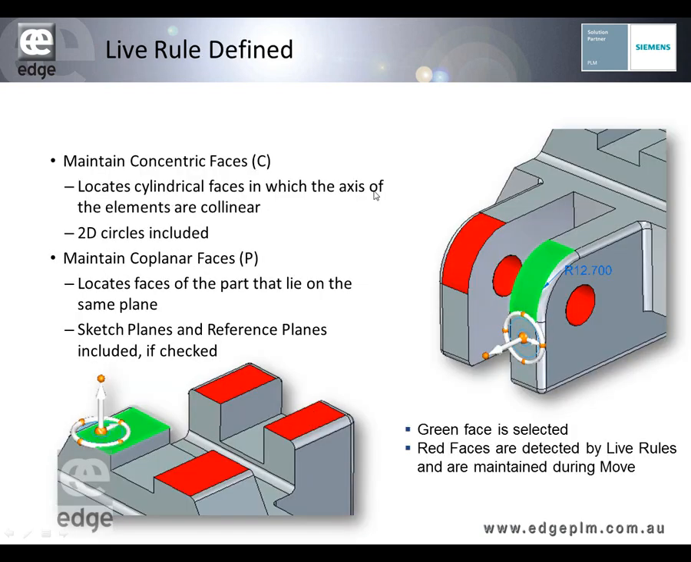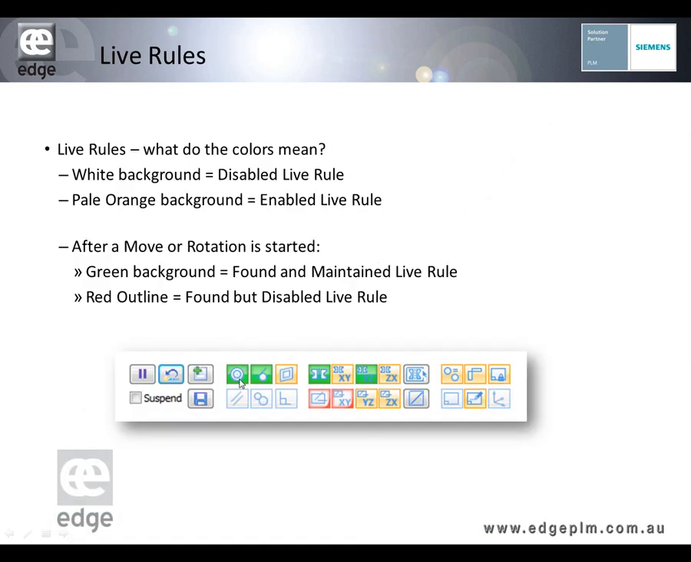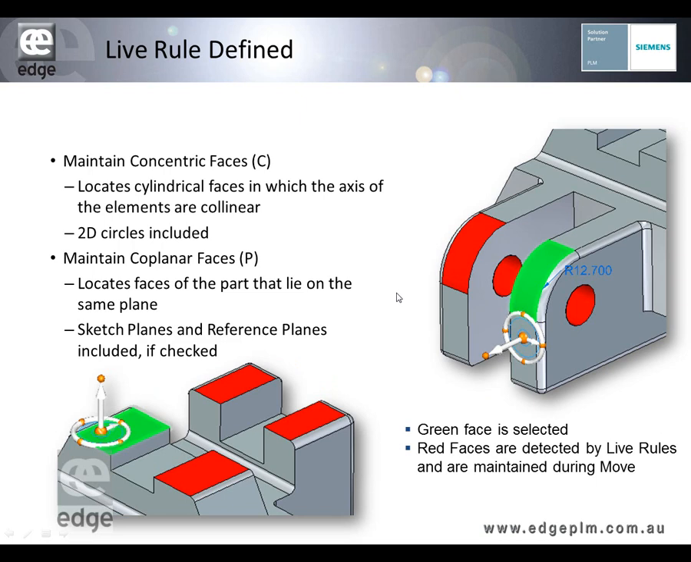So our maintain concentric faces. It's this one, the C. So if we move a face here and select the concentric faces that are enclosed in the geometry we're moving, these circular faces will move. So that everything that's in red plus the green will move together.